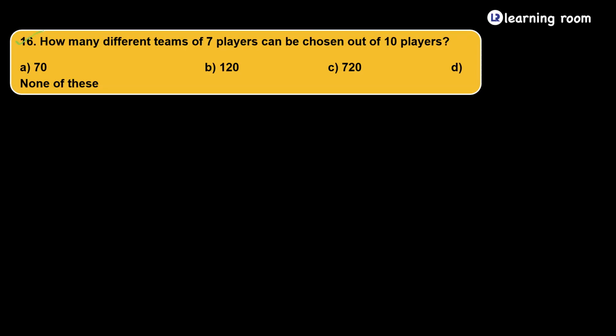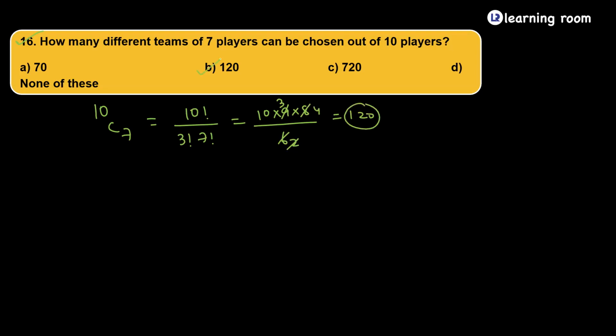How many different teams of 7 players can be chosen out of the 10 players? Out of the 10 players available, you need to choose any of the 7. So 10C7, which is 10 factorial divided by 3 factorial into 7 factorial, which will be 10 into 9 into 8, the whole divided by 6. So it will be 3 times, it will be 2. So 4. So 120 should be the answer. You can choose 120 teams, right?